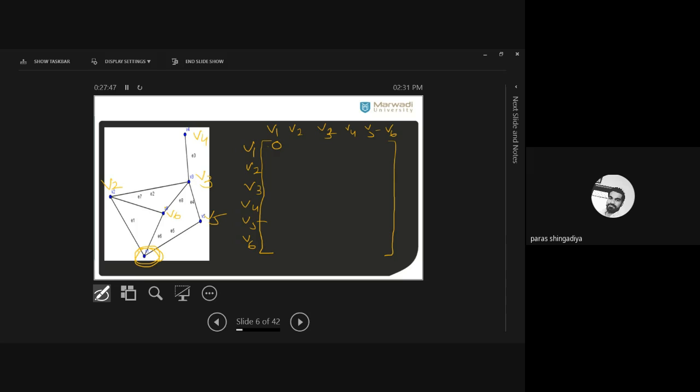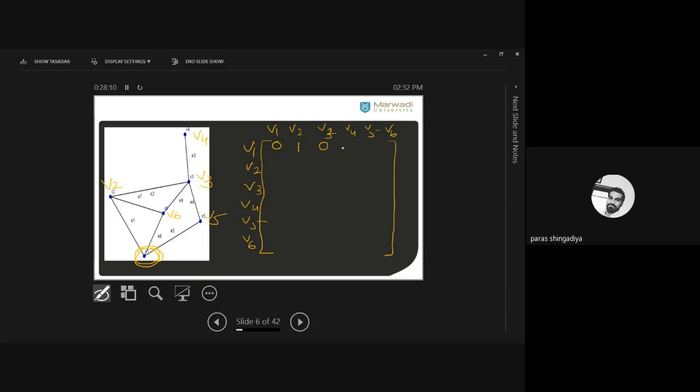Okay? So V1 to V2 are connected. There is an edge between V1 and V2. Okay? So it is also 1. V1 to V3 is not connected. Okay? There is a path, but there is no direct edge from V1 to V3. We can reach via V6 and then V3. So it is 0.